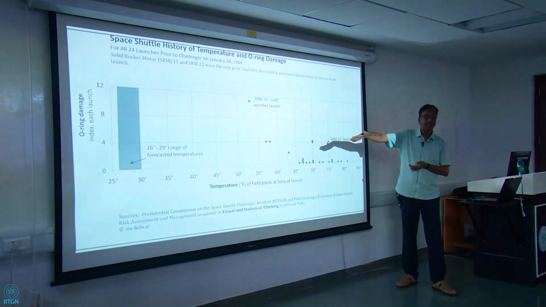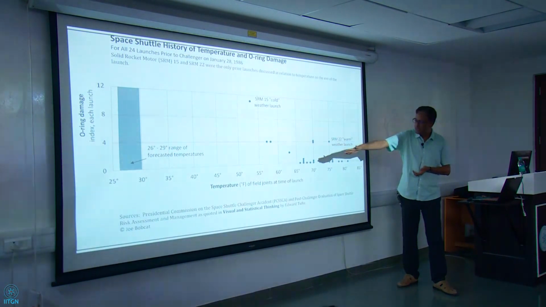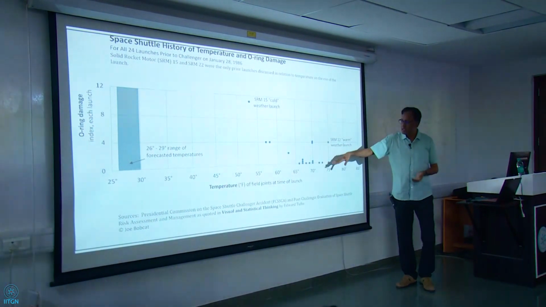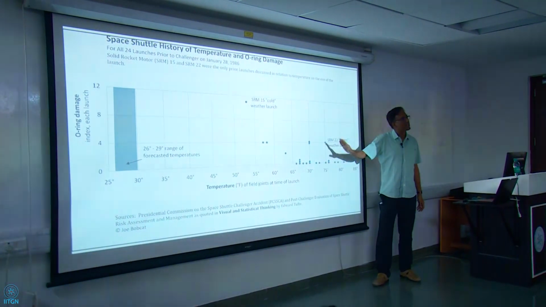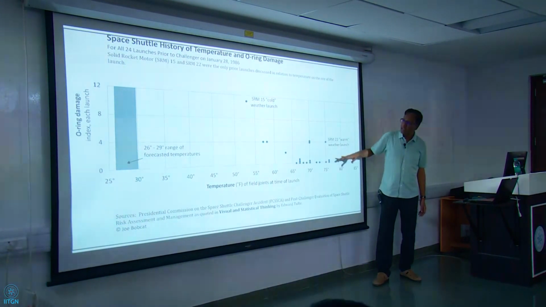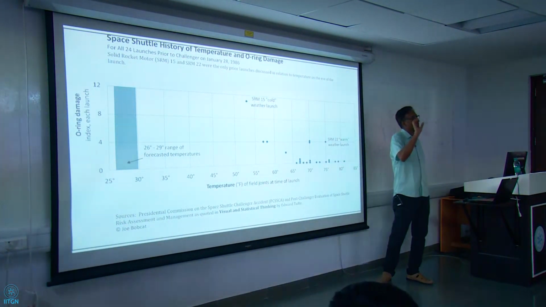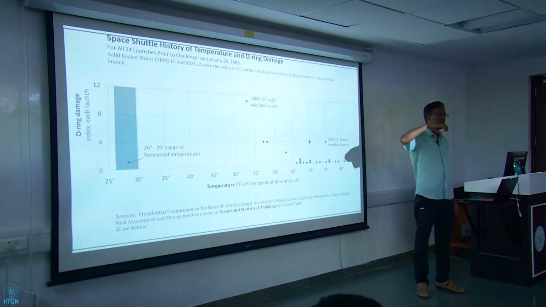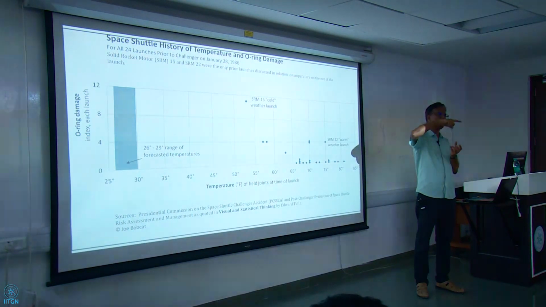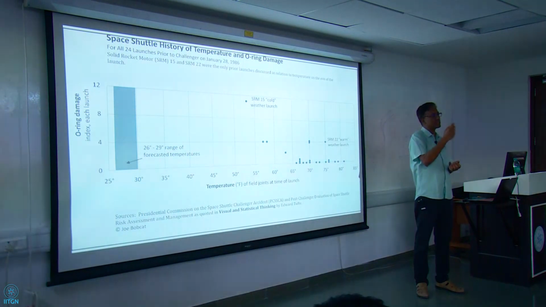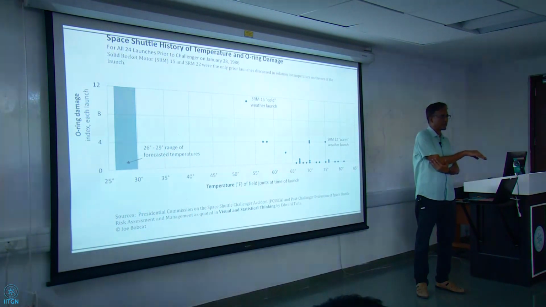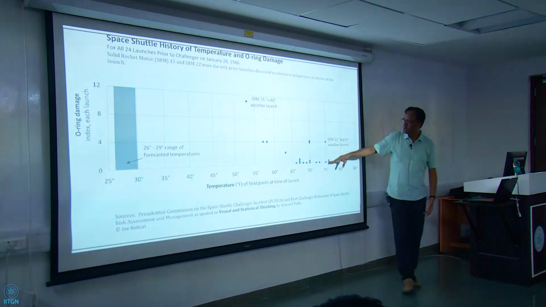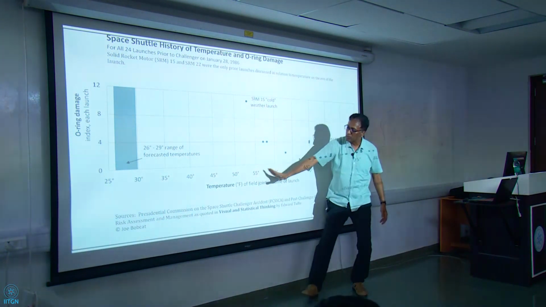So for NASA, these are all test launches, and these are all the temperatures on the day of these test launches, and this is the damage to the O-rings. O-rings are what was eventually found to be the cause of the crash. O-rings are washer-like things that exist between different stages of a rocket. They tended to fail at low temperatures. That is the data. So more damage seems to occur at lower temperatures.